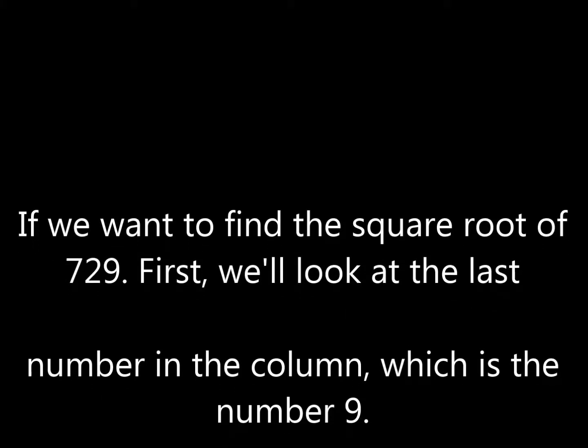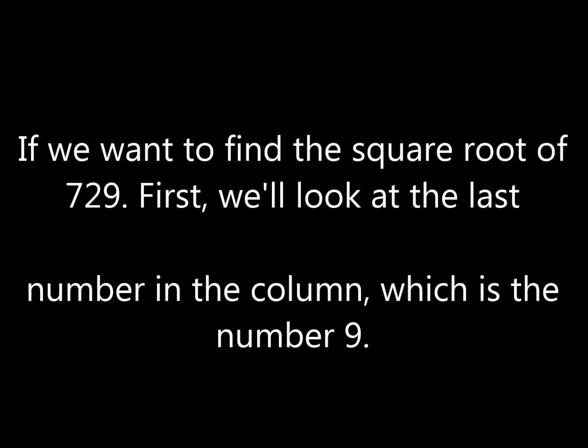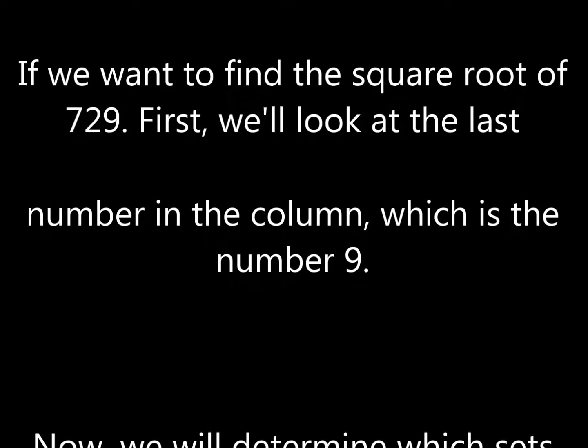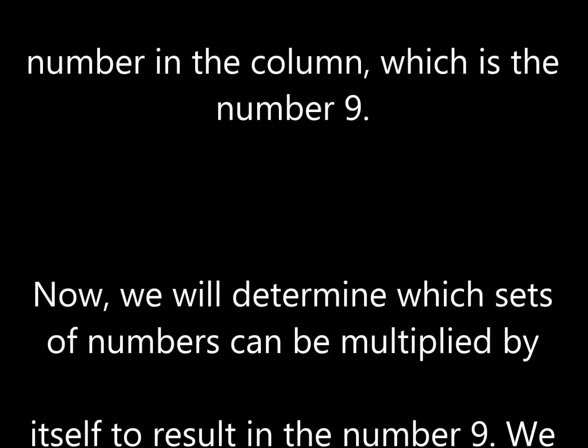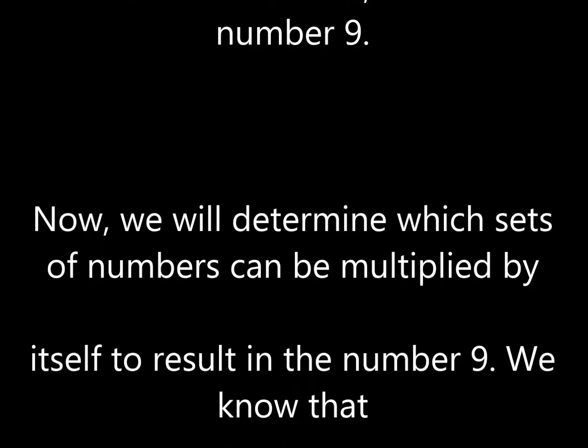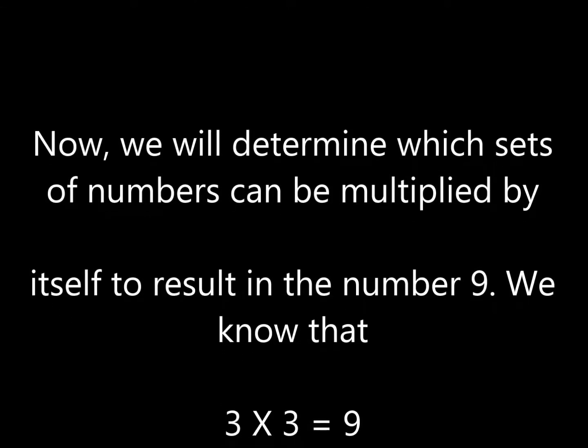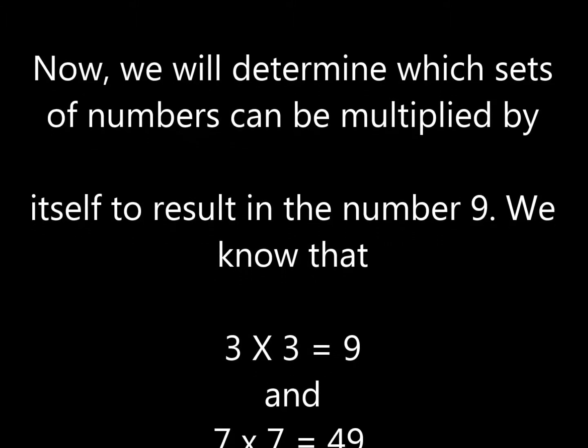Now first, we'll look at the last number in the column, which is the number 9. Now we'll determine which sets of numbers can be multiplied by themselves that will result in the number 9. So we have 3 times 3 equals 9, and 7 times 7 is 49.